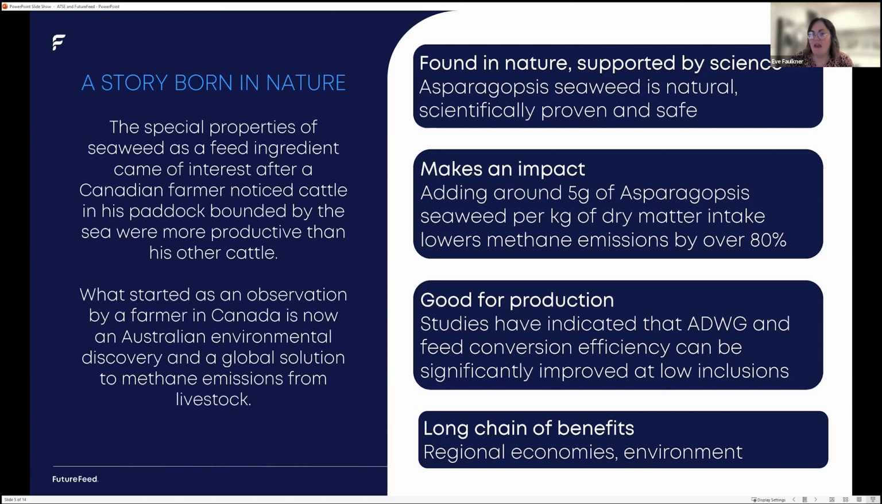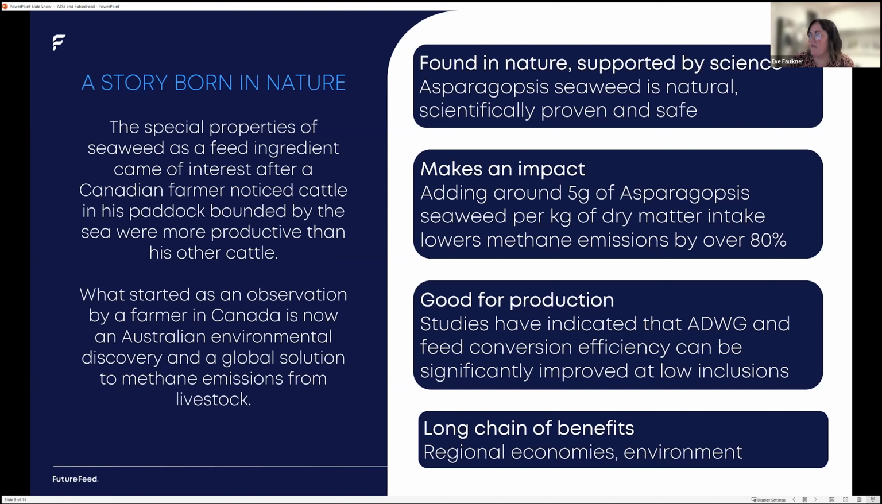And so at a high level, it's found in nature. It's a seaweed that is native to here in Australia, and it's backed by a lot of science to say that it's safe and that it works. It only takes a little bit, so it's around 5 grams of Asparagopsis per kilo of dry matter intake to make over an 80% reduction.